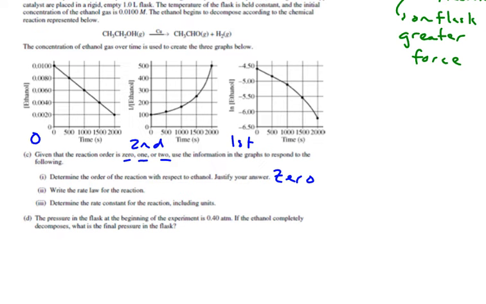I'll read exactly what they have. The order of the reaction is zero. The plot on the left is a straight line, indicating that the rate of decrease in ethanol concentration is constant as ethanol concentration changes. Therefore, the rate of reaction does not depend on concentration of ethanol. You didn't have to say that.